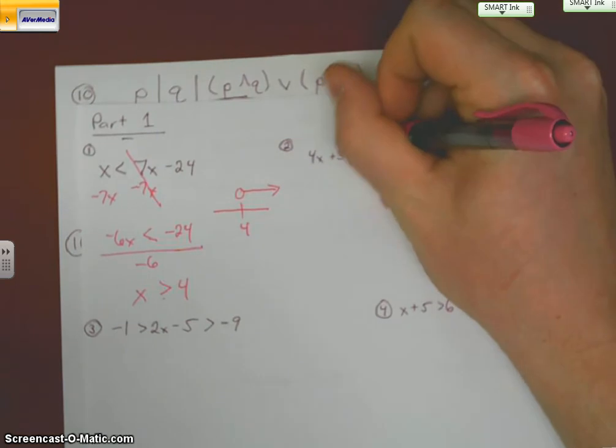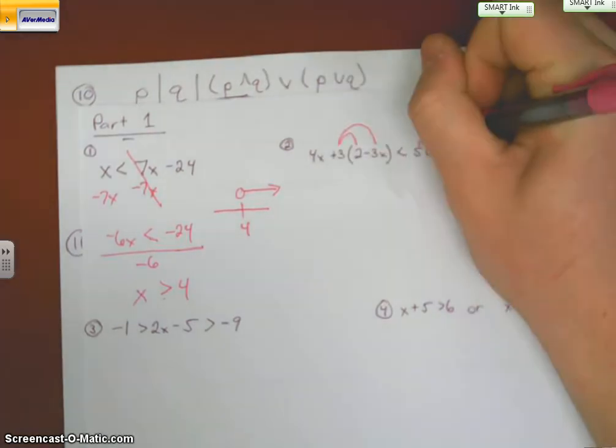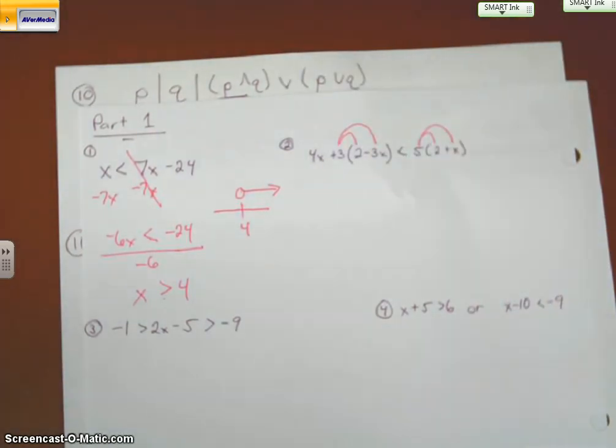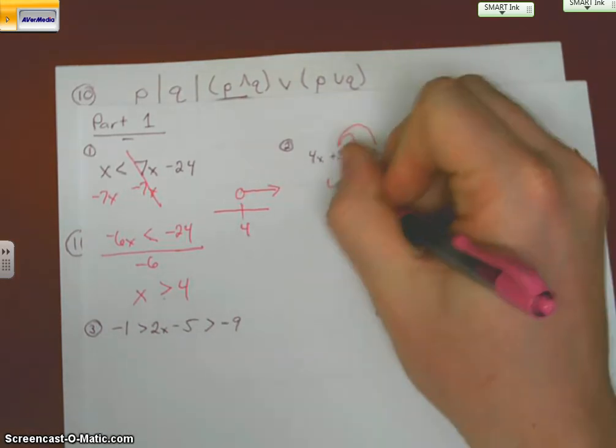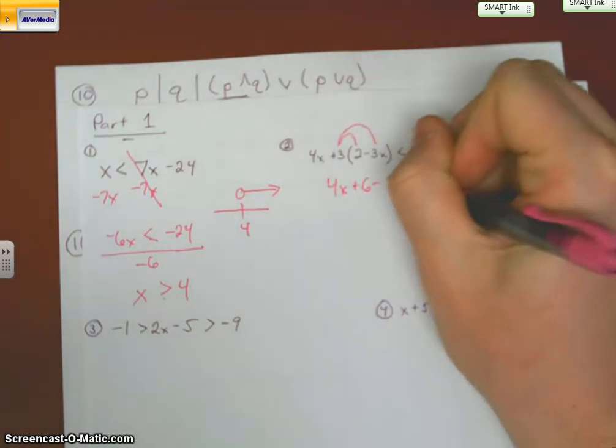Number 2, we need to distribute before we do anything. So we end up with 4x plus 6 minus 9x.